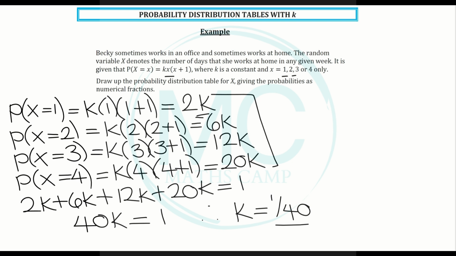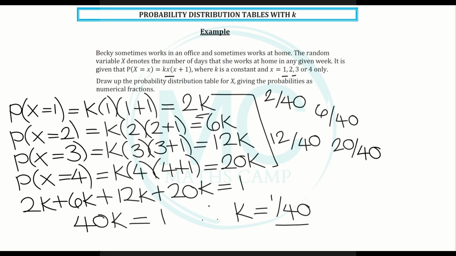2 multiplied by 1 over 40 gives me 2 over 40. 6 multiplied by k, I'm going to put this over here, 6 over 40. 12k becomes 12 over 40. And 20k, I can leave this as 20 over 40. Now I have values for x and my probabilities.